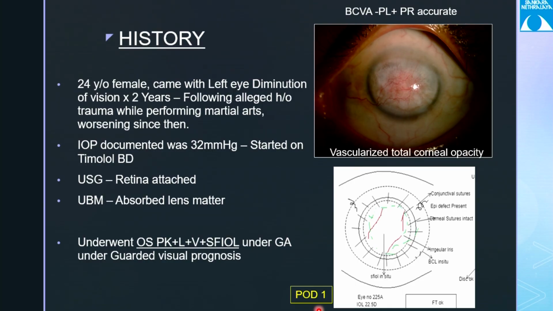And the IOP documented was 32 millimeters of mercury. So the patient was started on timolol eye drops twice daily. The ultrasound was within normal limits, and the UBM also showed absorbed lens matter. So the patient underwent left eye penetrating keratoplasty with lensectomy and vitrectomy, along with scleral fixated IOL under general anesthesia and guarded visual prognosis.